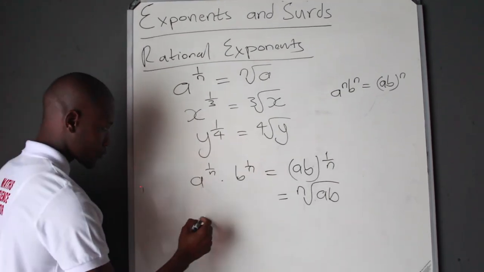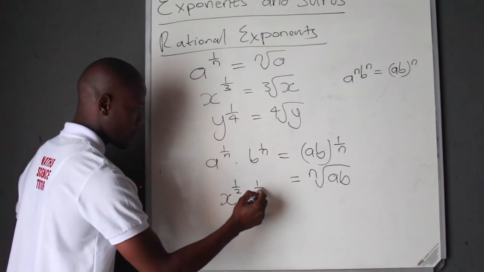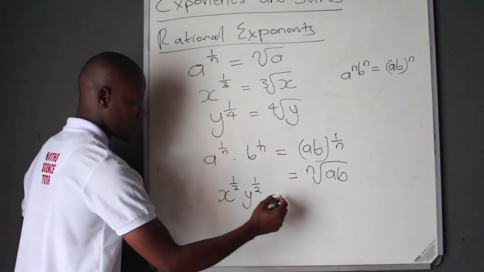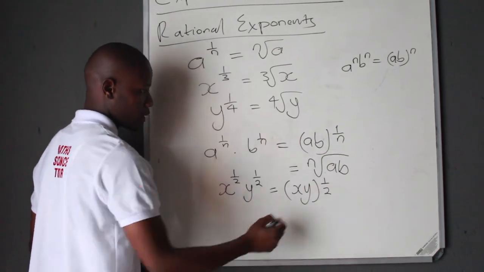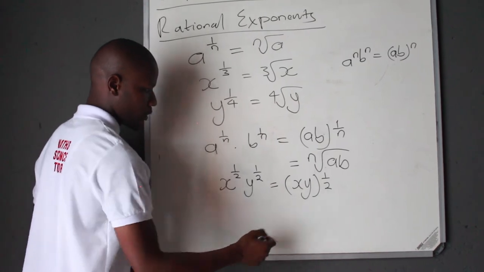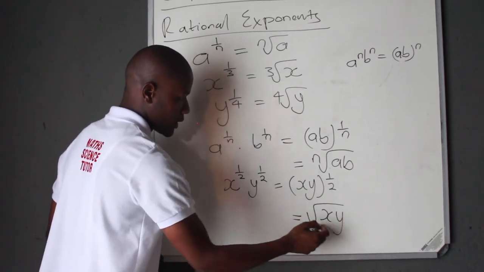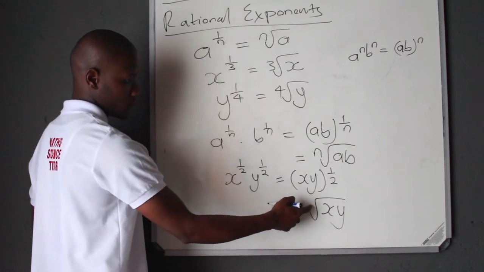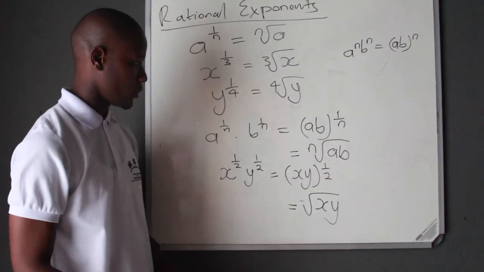If we have x to the power 1 over 2, y to the power 1 over 2, it is going to be (xy) all raised to the power 1 over 2. And the power 1 over 2 is a square root. It's going to be the square root of xy, because we remove the square root sign with the power 1 over 2.